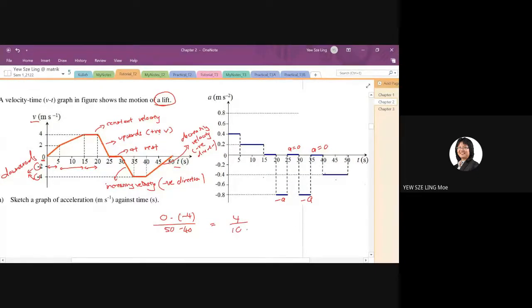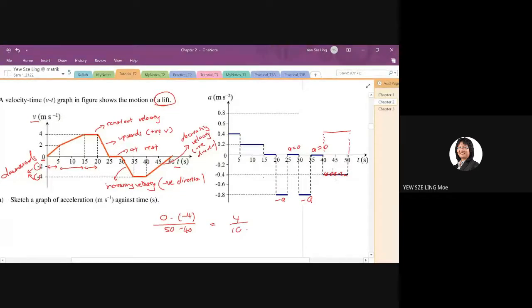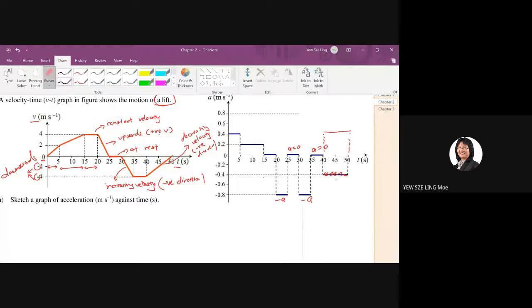Okay, so there's a mistake in the answer. So this one should be positive. So negative becomes positive. So it's a positive 0.4. So it should be somewhere here. So the last one is wrong. Don't lose the last one. So the last part is positive because it's moving with decreasing velocity towards the negative direction.